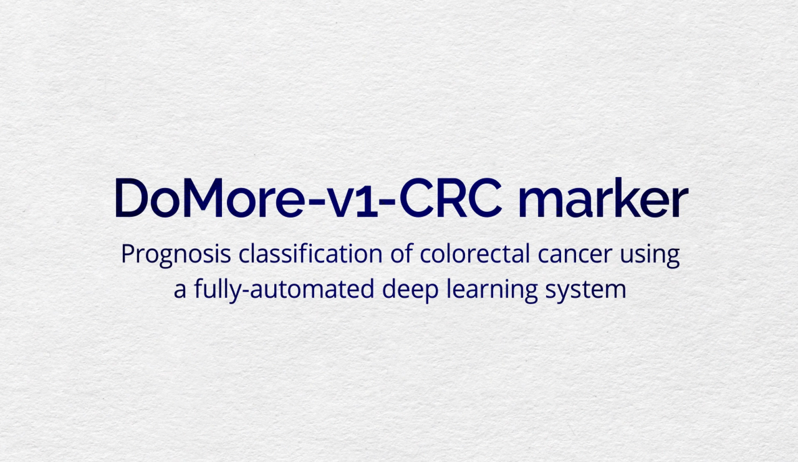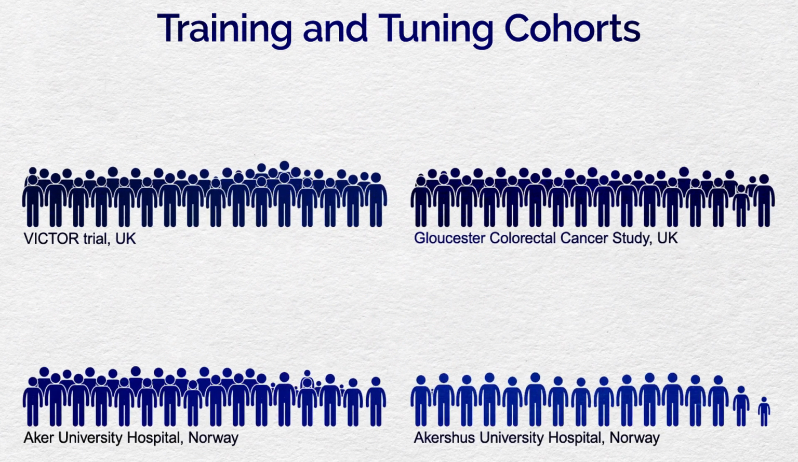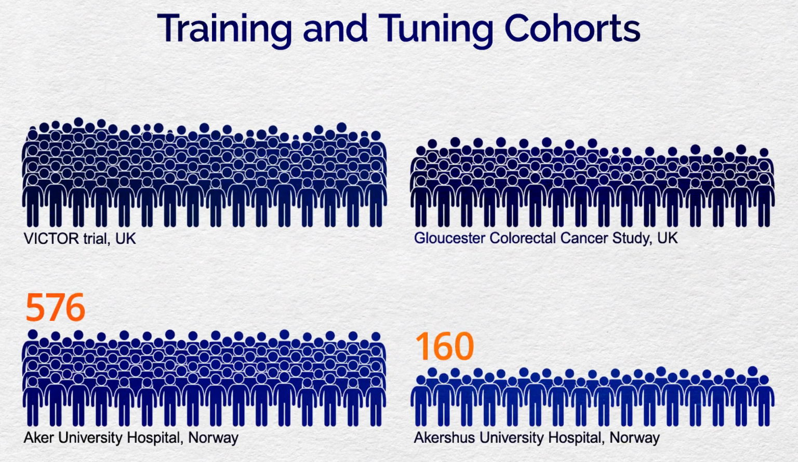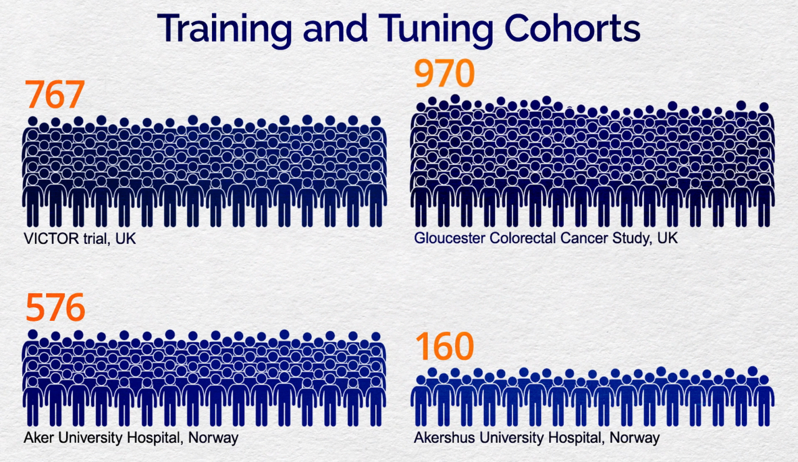This video will describe how colorectal cancer outcome can be predicted from routine diagnostic sections using deep learning. The marker was developed by training and tuning machine learning algorithms using 4 cohorts. These include patients from the Victor trial in the UK, a consecutive series of patients treated in Gloucestershire and included in the Gloucester colorectal cancer study in the UK, and consecutive series of patients treated in Norway at Aker University Hospital and Akershus University Hospital.